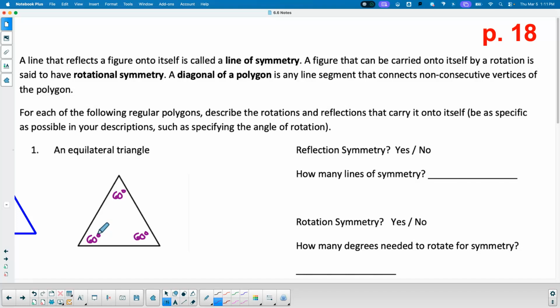What we're asking is, is there a line that we can draw somewhere on that triangle that would reflect onto itself when we flip that pancake? That's what's called reflectional symmetry. Is there a line that can do that? Let me get rid of my angles here. Is there a line that can reflect it onto itself?